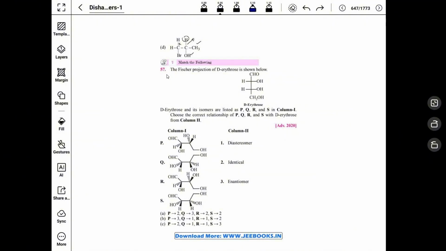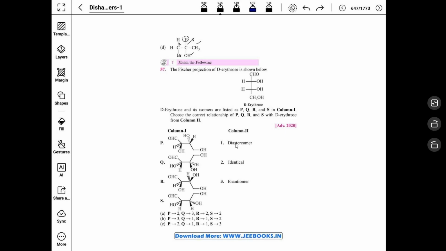Now moving to question number 57. Match the following. The Fischer projection of D-erythrose is shown below. So this is the Fischer projection. And now the question is, D-erythrose and its isomers are listed as P, Q, R and S in column 1. Choose the correct relationship between P, Q, R, S with D-erythrose from column 2. Okay, so these are the different isomers of D-erythrose, and we have to see the relationship between P and D-erythrose. So whether the P isomer is a diastereomer or identical or enantiomer, we have to check.